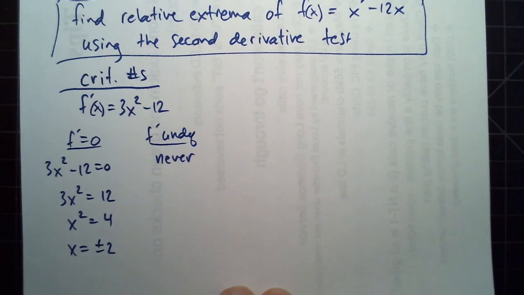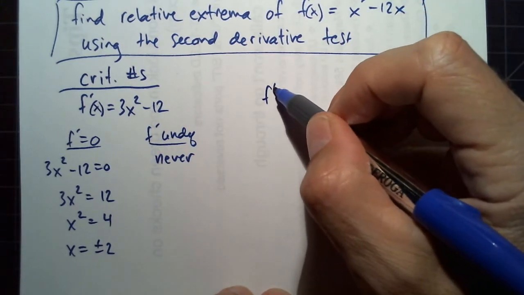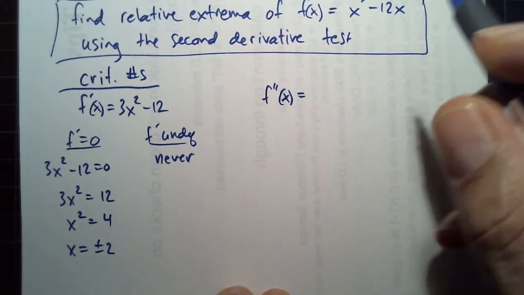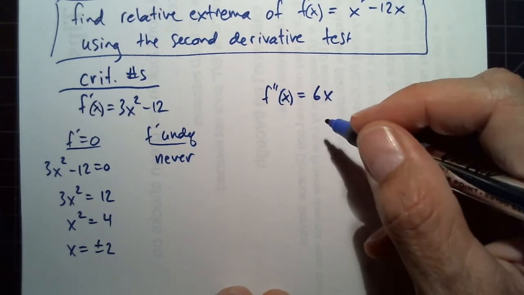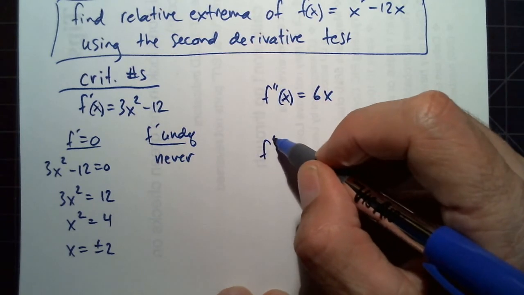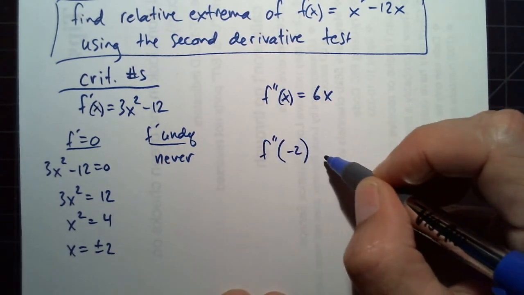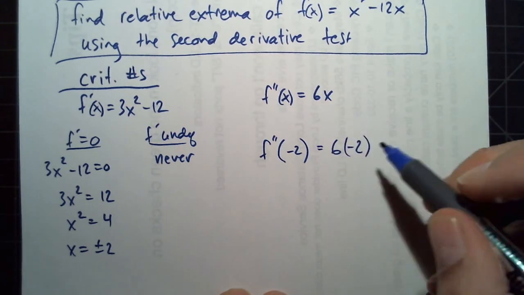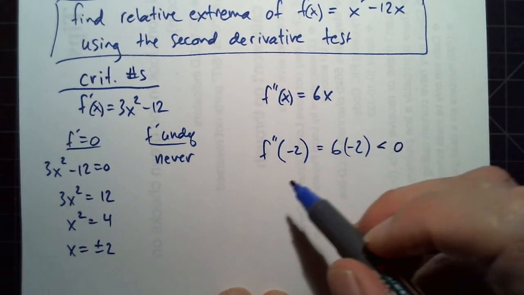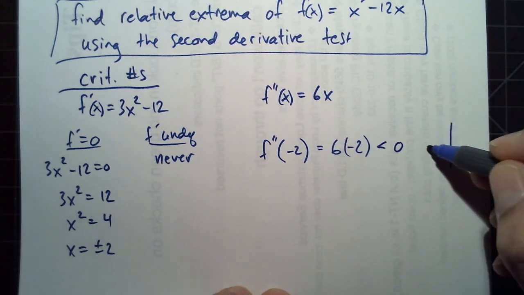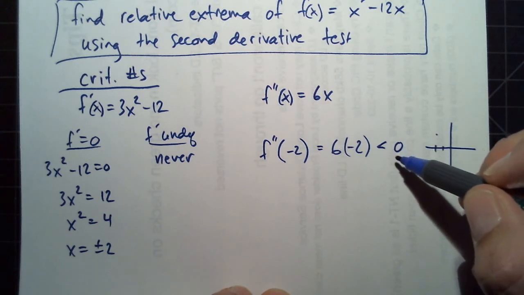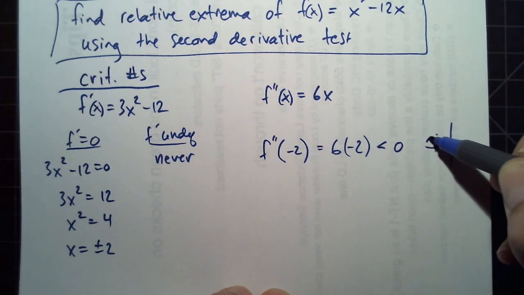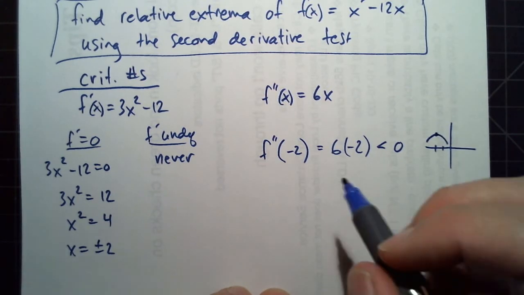But we also need the second derivative for the second derivative test. And we'll take the derivative, we get 6x. And here's the second derivative test. Let's find the sign of the second derivative at each critical number. 6 times negative 2, that's less than 0. So let's visualize that. At negative 2, there's a point on the graph. I don't know where the point is, but we know that it has negative curvature. It's curving down, so that must be a maximum.